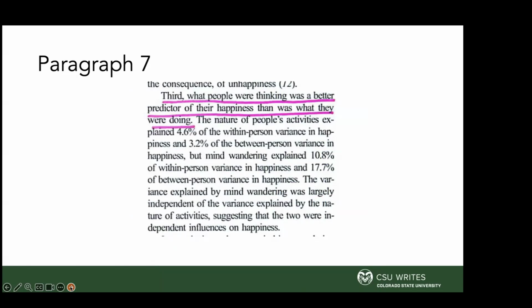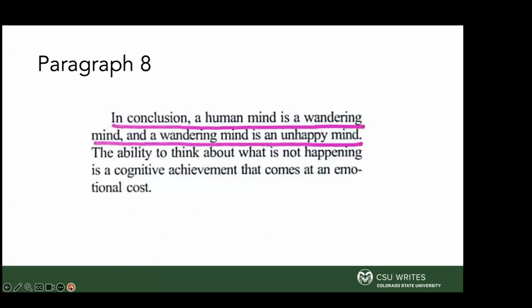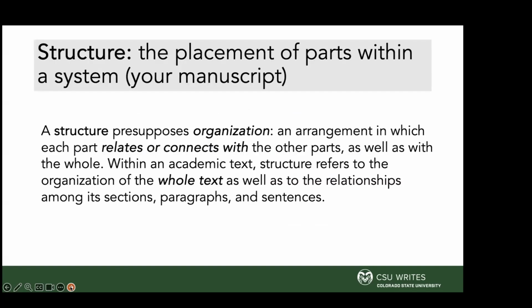All right, so those are their three findings. And in conclusion, a human mind is a wandering mind, and a wandering mind is an unhappy mind. They take us right back to even their title. So it's a really tidy, super tight and well put together kind of short piece. All right. So we're going to insert some structure and ideas about structure in between now, and then we'll do the quick analysis with it.